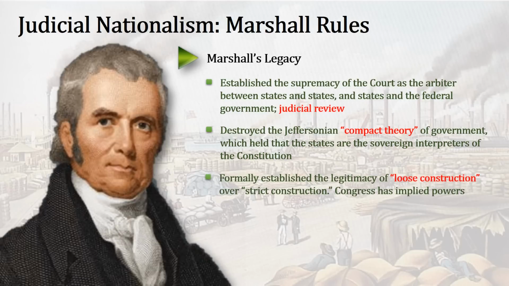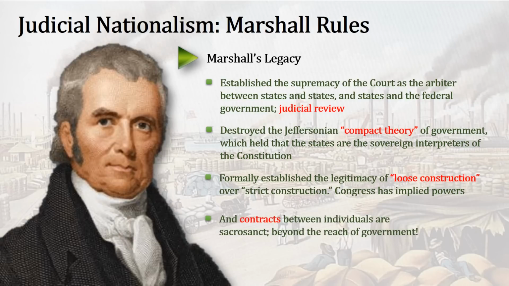Also, he formally established the legitimacy of the Hamiltonian idea of loose construction over the Jeffersonian idea of strict construction, which says Congress has implied powers. That is, loose construction says Congress has implied powers to act within the scope of those powers depending on what the spirit of the Constitution says. So it doesn't need to be spelled out for you in the Constitution for Congress to say anything. Contracts between individuals are sacrosanct, and they are more or less beyond the reach of the government to overturn. Property rights and contracts are of primary importance to John Marshall.